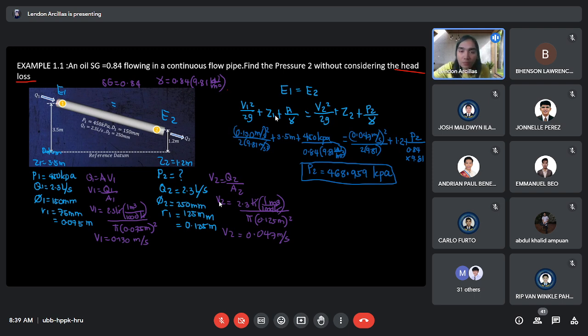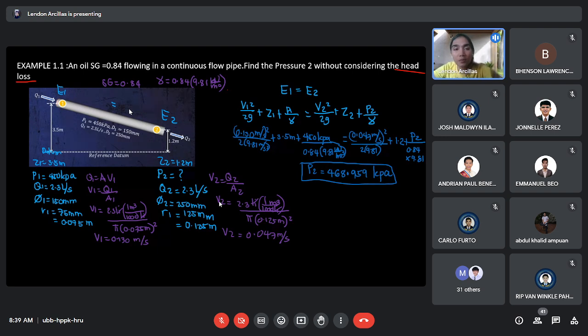So this type of problem is what we call Bernoulli's principle flow or the perfect flow, since we are not yet considering head loss. Gets ba? Gets naman po, sir. Okay.